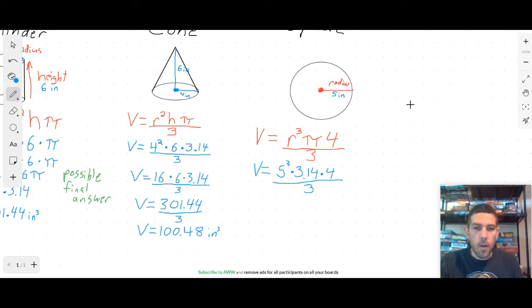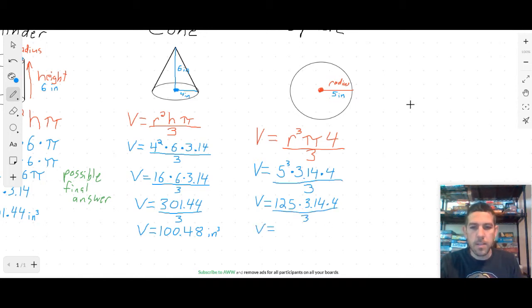And now that I have all my numbers plugged in, we need to just do the math now. Okay, so 5 to the third power. Remember, 5 to the third power means 5 times 5 times 5, which is 125, times pi of 3.14 times 4 divided by 3.